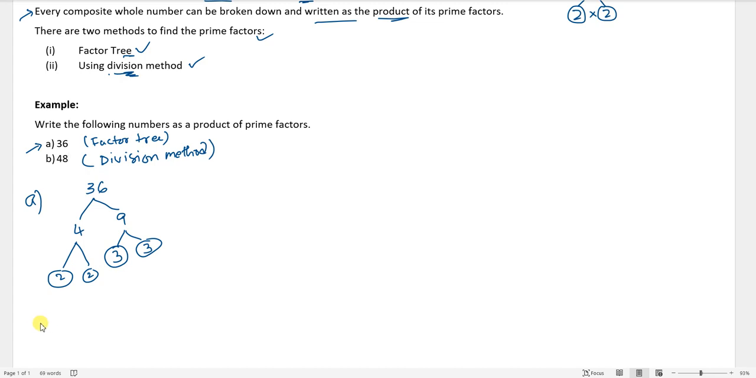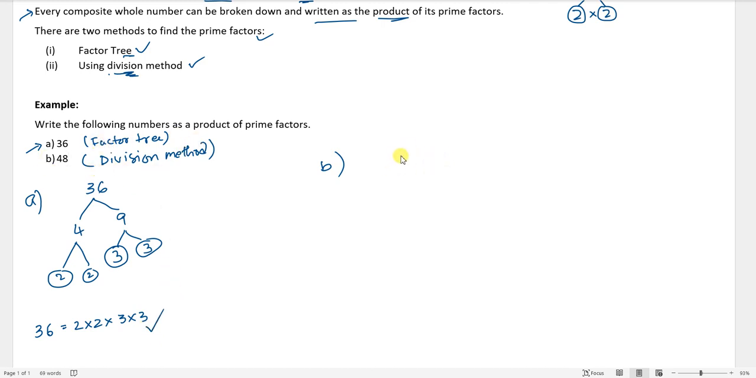That's it. So we write 36 is equal to 2 times 2 times 3 times 3. Make sure you write them in ascending order. Okay. Now here we are done with our factor tree method.